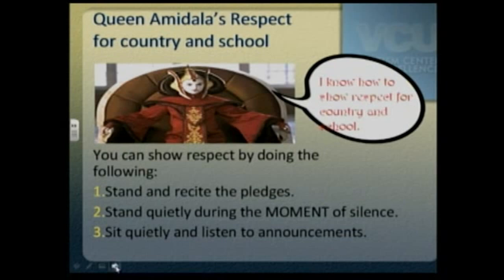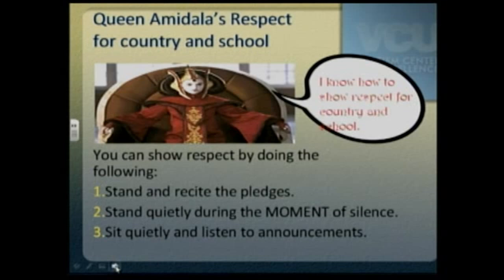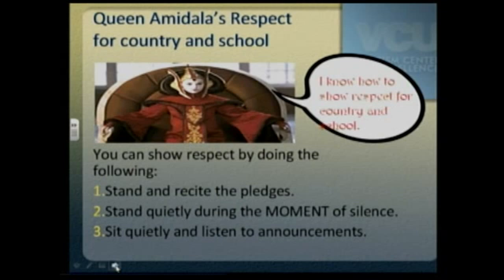The next one with Queen Amidala is one that we wrote, because even though he was standing up for the pledge, oftentimes instead of saying the pledge, he would say other things and just randomly talk and or sing a song or whatever. So this is one just to encourage him to recite the pledge, even if he's just quiet during that time. You also notice that number two, where it says stand quietly during the moment of silence, we had to change that from minute of silence to moment of silence, because at one point it was only 59 seconds and he got very upset because it was only 59 seconds. So that's why we changed it to a moment of silence.